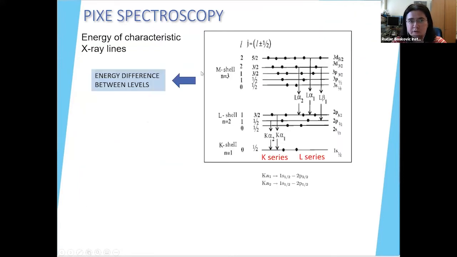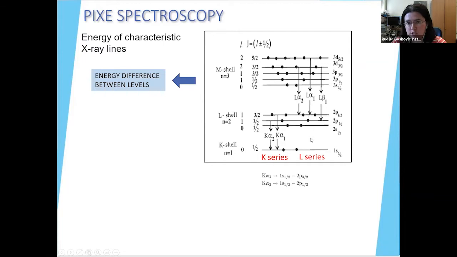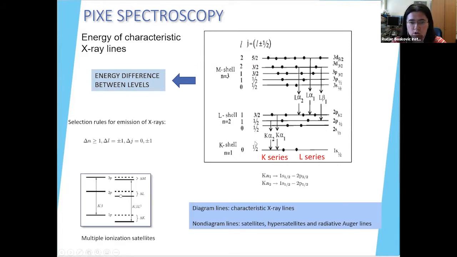The energy of characteristic X-ray lines depends on the energy difference between the levels that were involved in the transition. K series means that we have a hole in the K shell and it's filled from upper levels. In case we have a hole in the L shell and it's filled also by electrons from upper shells, we then talk about L series. And this is what we call diagram lines.